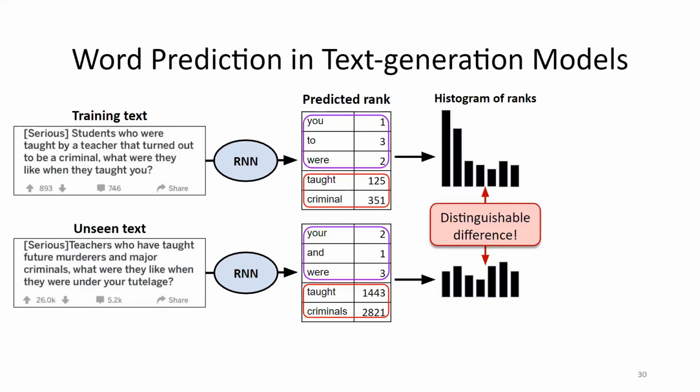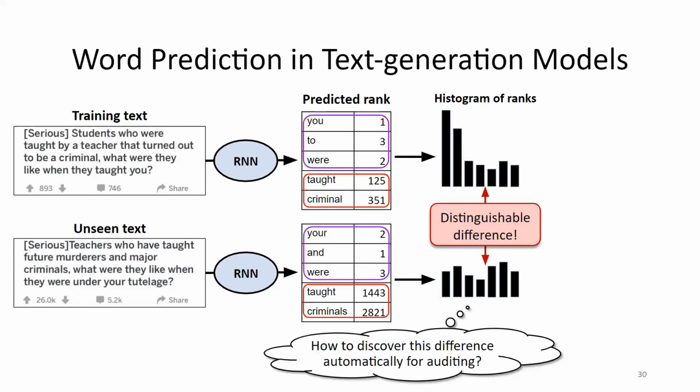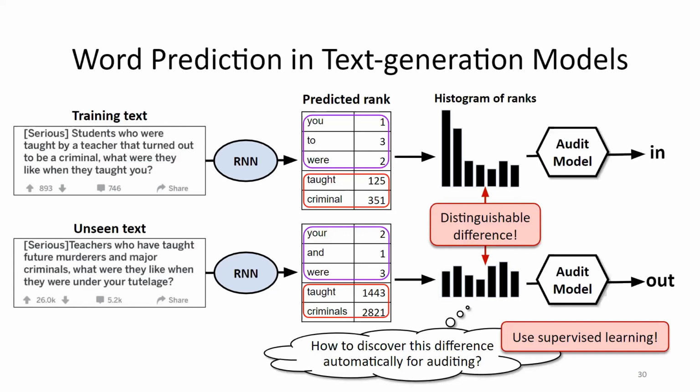And what we want to do now is to automatically discover this difference for more efficient auditing. And we can do that using supervised learning. That is, we can train an audit model, a binary classifier that takes the histogram of the ranks as input and outputs a binary label, in or out, where in means this text has been used for training.